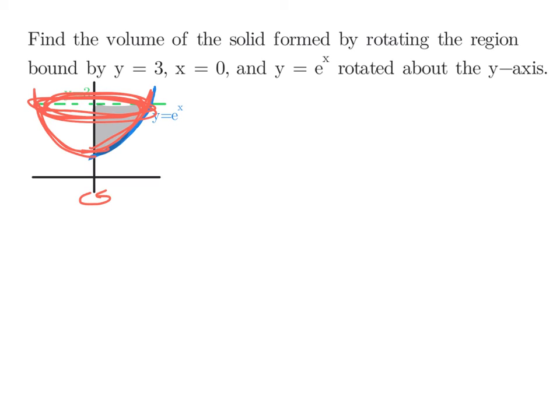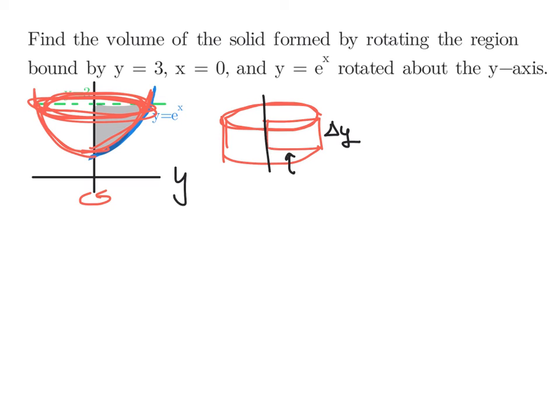We're going to set it up by using a horizontal representative disk. Since we're going to stack these things vertically, the depth of our disk is delta y, and our radius has to be a horizontal distance written in terms of y. So we're going to take our function y equals e to the x and solve it for x. Well, to get rid of e, we take the natural log of both sides, and we'll get that x is the natural log of y. So that means our radius is natural log of y.